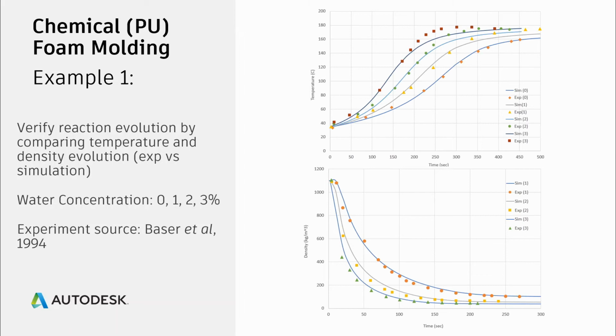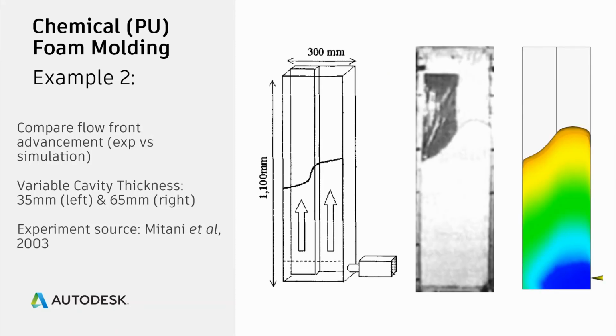4 experiments were done with different levels of water concentration, and in each case we see that the evolution of temperature due to heat generated by the reaction and a decrease in density due to the foaming are well matched in our simulation. A second molding example, which comes from work published by Mitani, compares the flow front advancement of an experiment and our simulation here.